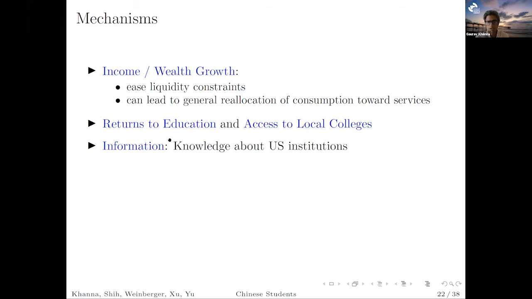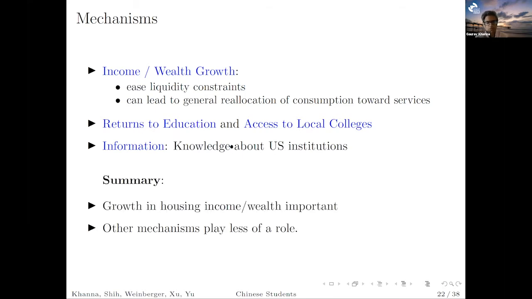There could be other changes, for instance, the returns to a US degree, or capacity constraints at local colleges as people become richer in your city. It could be, for instance, that now that you are trading with the US, you have more knowledge about US institutions. So these are the different types of mechanisms that we try to go into detail with. To summarize, we find most evidence consistent with the income or wealth channel. We find that that's the driving force. These other channels seem to play less of a role.